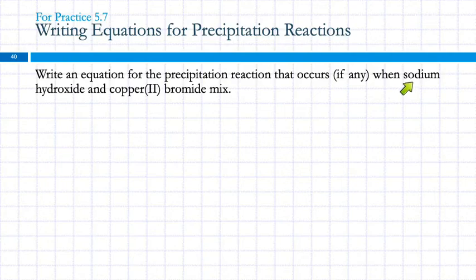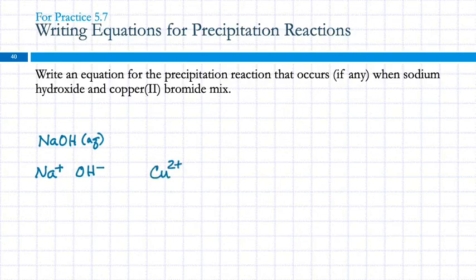So we've got our reactants, sodium hydroxide, copper 2 bromide. I can save a little bit of writing by just figuring out those ions down here. Sodium is going to be Na+. What's hydroxide? OH-. So my one reactant is going to be NaOH. Is that aqueous? Yeah. And my other one is going to be copper 2 bromide. So copper 2 is Cu2+, and bromide is Br-.